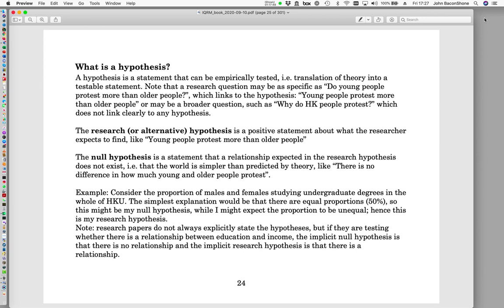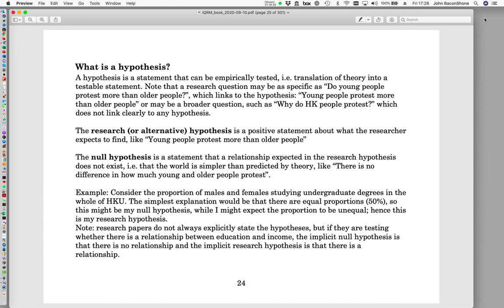Now, within hypotheses, when we're trying to test them, we generally divide them into two types. The research or alternative hypothesis is a positive statement about what the researcher expects to find, such as young people protest more than older people. The null hypothesis is a statement that a relationship expected in the research hypothesis does not exist. In other words, that the world is simpler than predicted by that theory, such as there is no difference in how much younger and older people protest.